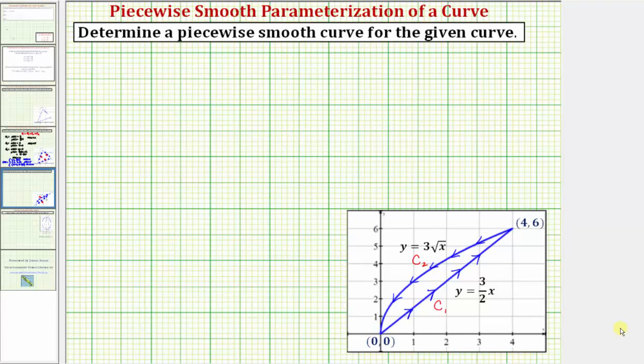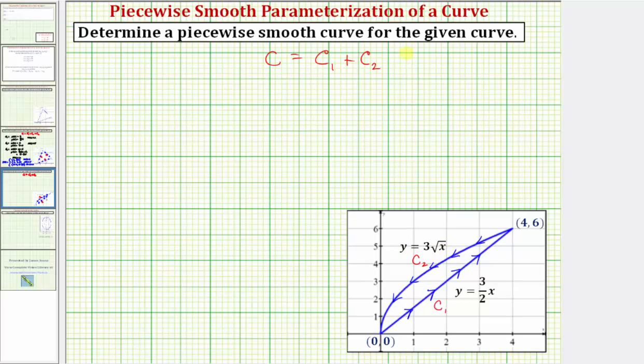We're asked to determine a piecewise smooth curve for the given curve shown below, where the curve C is equal to C sub 1 plus C sub 2. Notice how curve C sub 1 goes from the point (0, 0) to the point (4, 6) along the line y equals 3 halves x. And then for curve C sub 2, we want to go from the point (4, 6) back to the origin along y equals 3 times the square root of x.